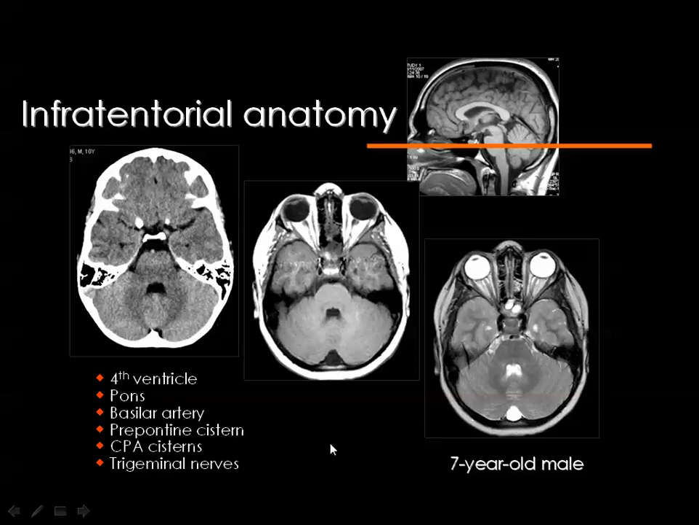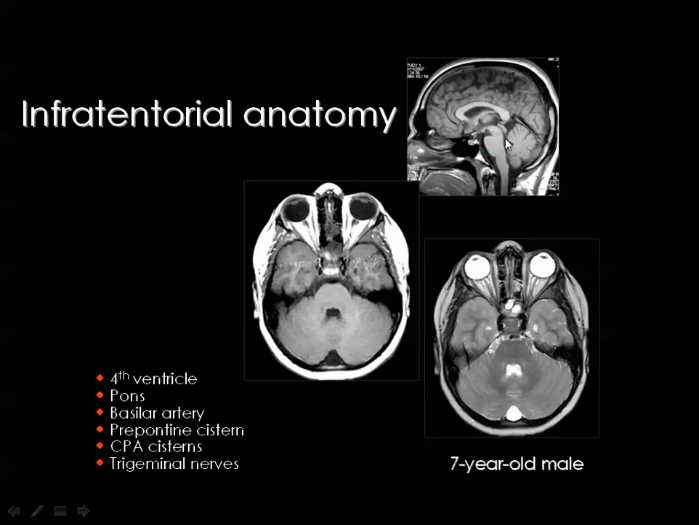Then, starting the anatomy of the brain, it is exactly similar to that in adults. And in the posterior fossa, in the basal sections, we have the fourth ventricle as our anatomic reference. This is a CT image, MRI T1 and MRI T2. If you look at the sagittal image, you can see that this is the fourth ventricle. Anterior to the fourth ventricle, the brainstem is present. Posterior to the fourth ventricle, you can see the cerebellum.